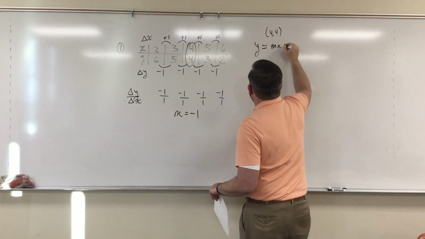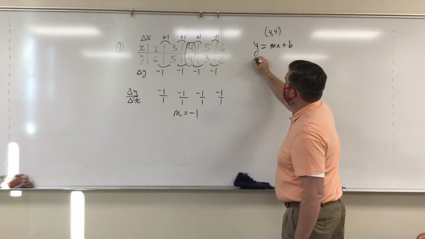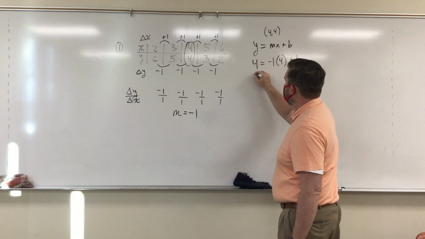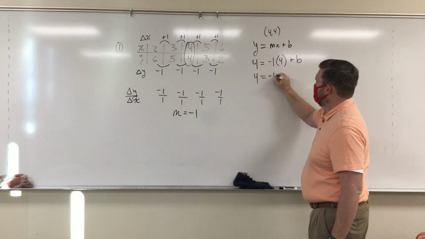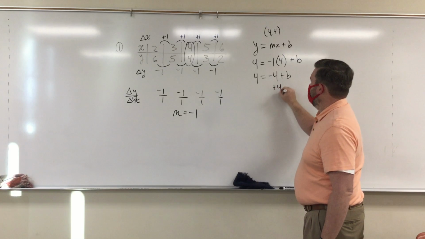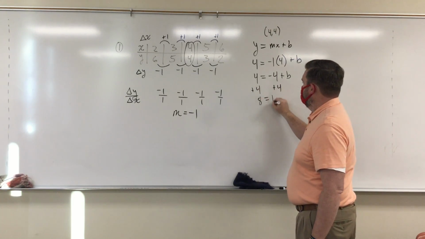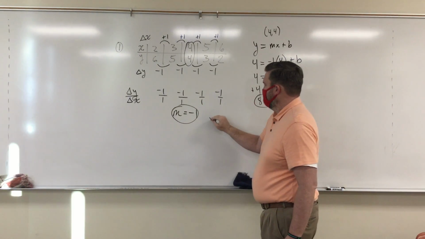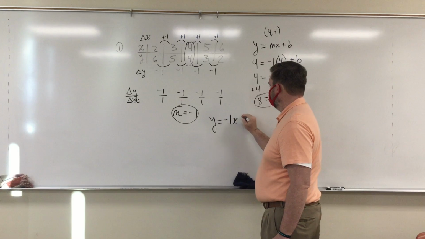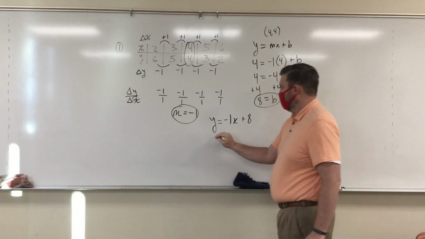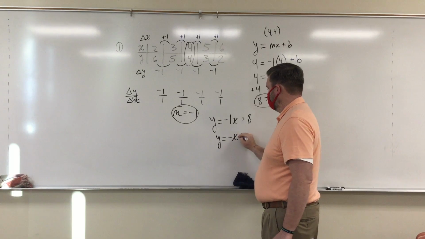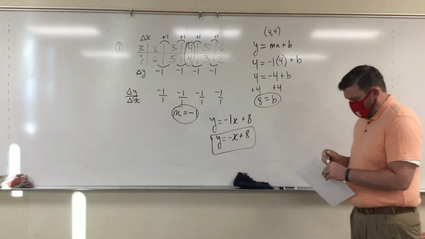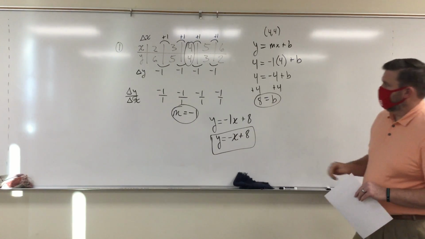So y equals mx plus b. We have 4 equals -1 times 4 plus b. -1 times 4 is -4 plus b. Add 4, and b is equal to 8. So you have m at -1 and b is equal to 8. So we get y equals -1x plus 8. Again, go ahead and simplify that to -x plus 8. So this one was linear, and the equation is y equals -x plus 8.